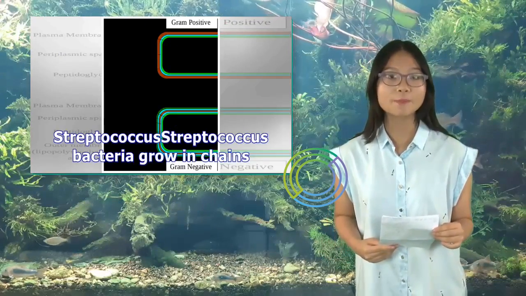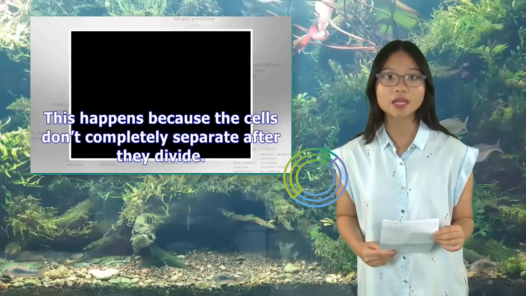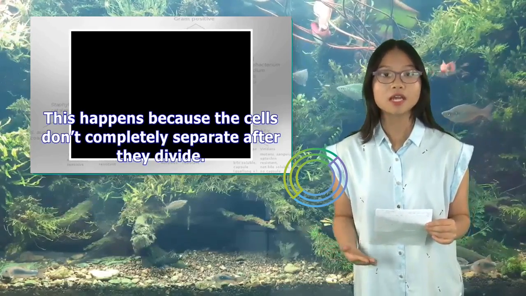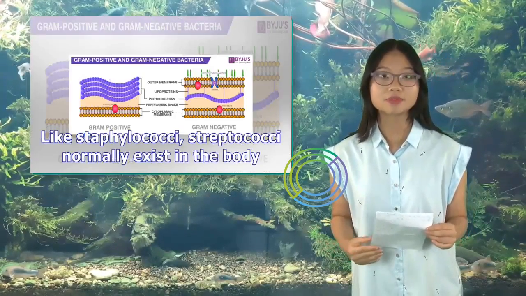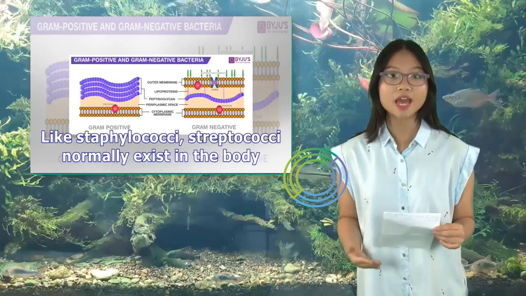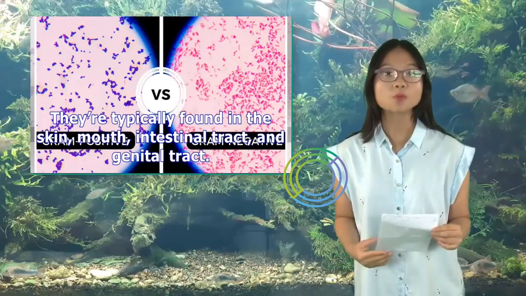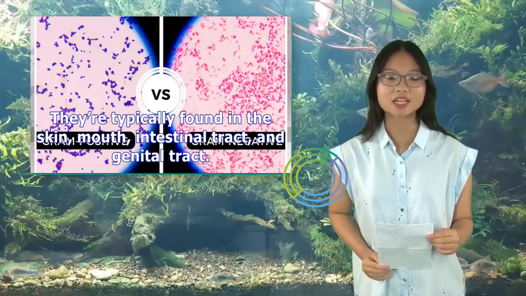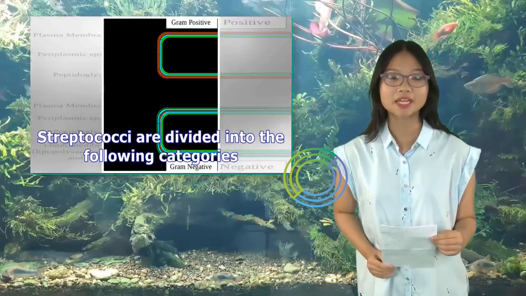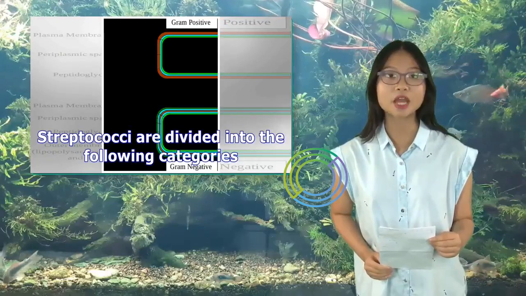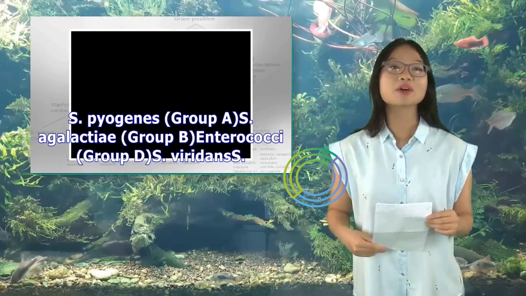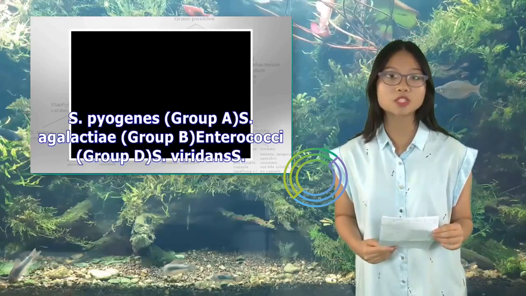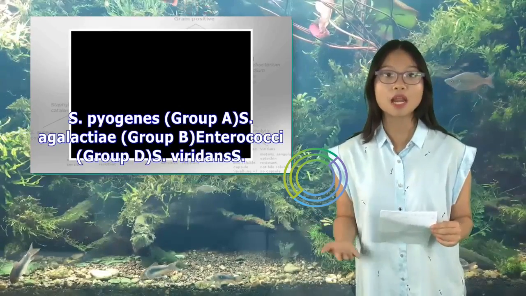Streptococcus. Streptococcus bacteria grow in chains. This happens because the cells don't completely separate after they divide. Like staphylococci, streptococci normally exist in the body. They're typically found in the skin, mouth, intestinal tract, and genital tract. Streptococci are divided into the following categories: S. pyogenes, Group A; S. agalactiae, Group B; Enterococci, Group D; S. viridans.